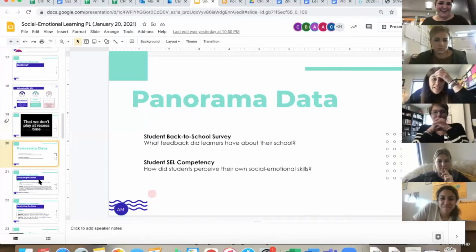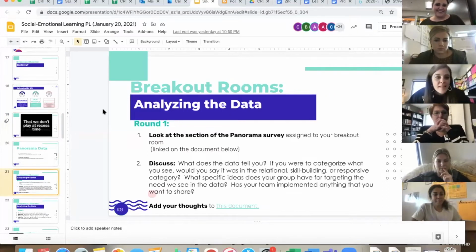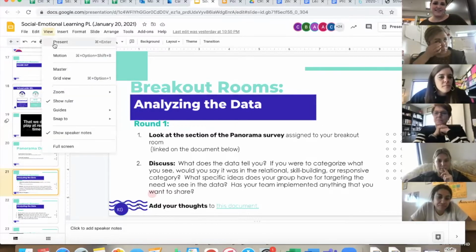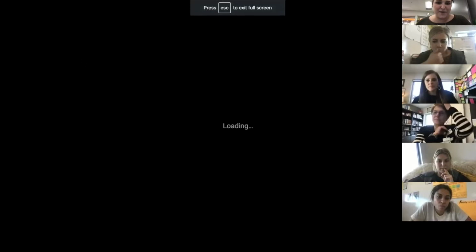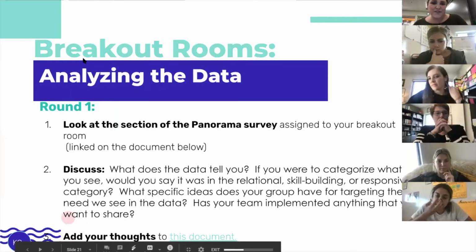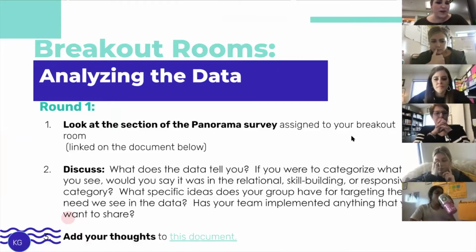Okay. Well, we're going to kind of dig into the data a little bit. So Kylie's going to walk us through what that's going to look like. Yes. So there is obviously a ton of data on Panorama. And so we're going to just look at a few snippets of some of the data in some groups. And we're going to be thinking like, where does this learning fit into our school-wide approach to SEL?